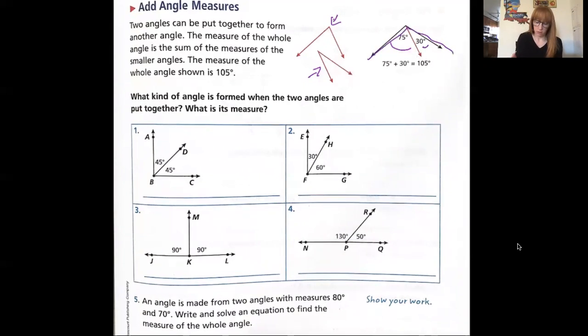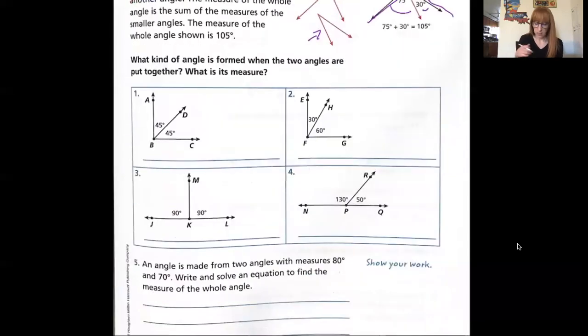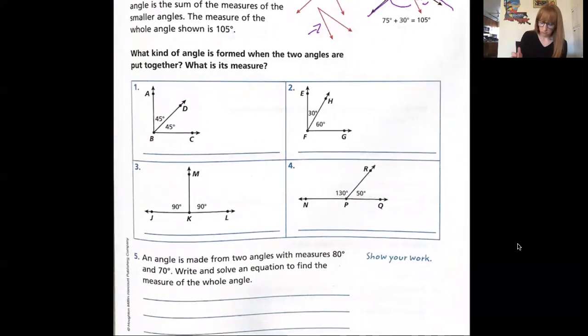So if we look at number one and number two, the first thing that we're gonna look at is what is the measure? And we wanna look at what the measure is first because we wanna make sure that we know what the measure is before we classify the measure. So when we take 45 degrees and we add it with 45 degrees, we should get 90 degrees. A 90-degree angle is a right angle, so we can go ahead and put right.